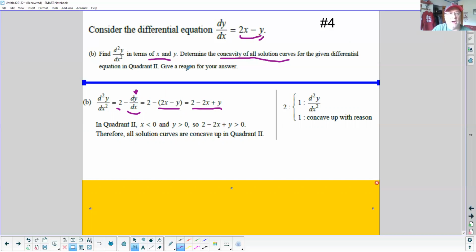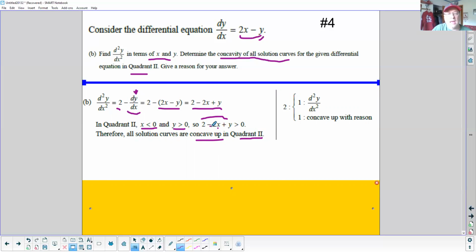Now, for the second part here, determine concavity for all solution curves in the differential equation. So in quadrant 2, the x is negative and the y is positive. So when you do this, if the x is negative, a negative times a negative is going to be a positive, and y is going to be positive. So therefore, all the solution curves in quadrant 2 are going to be concave up because the second derivative determines concavity.